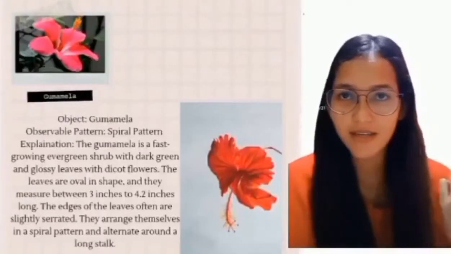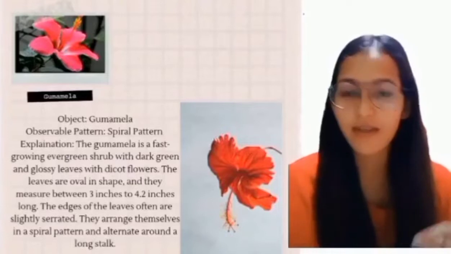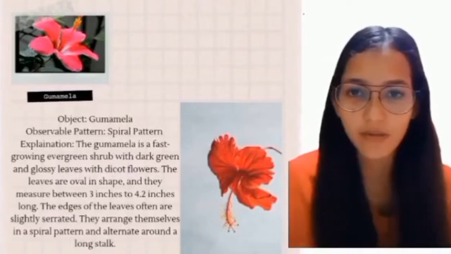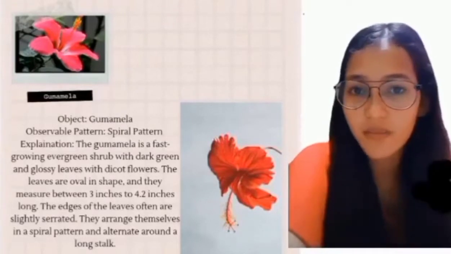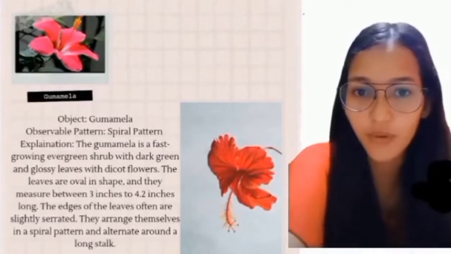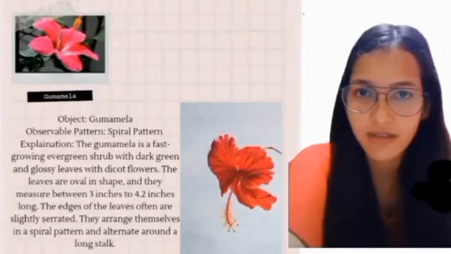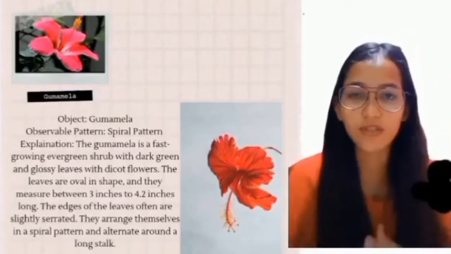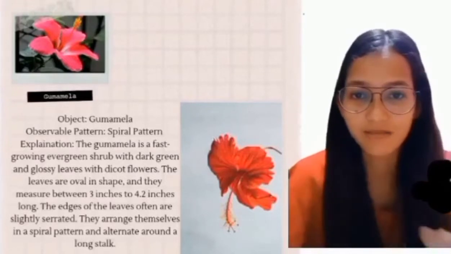Gumamela has a spiral pattern too. Gumamela is a fast-growing evergreen shrub with dark green and glossy leaves and showy flowers. The leaves are oval in shape and measure between 3 and 4.2 inches long. The edges of the leaves are often slightly serrated. They arrange themselves in a spiral pattern and alternate around a long stalk.